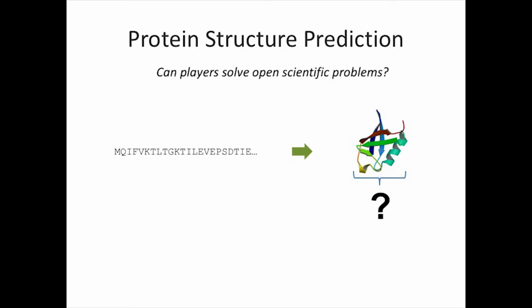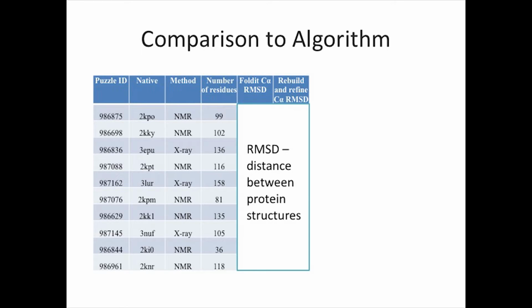Given a sequence of amino acids, the sequence for the protein, can they predict the structure of the protein, and can they solve an interesting scientific problem? One of the early tests that we did was the comparison of the players to a purely computational algorithm. In this case, we compared the Foldit players to the standard state-of-the-art algorithm when we ran this, which was called Rebuild and Refine, a standard Rosetta algorithm.